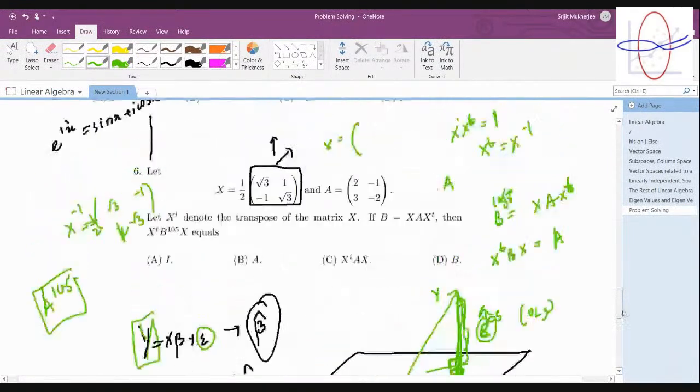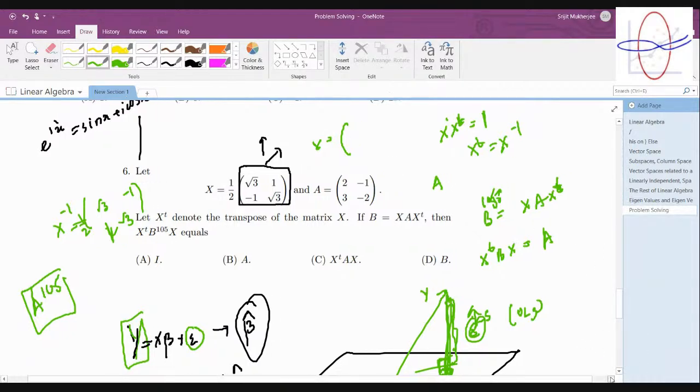But how do you compute A to the power 105? Essentially, you need to compute A to the power 105, and that will give the answer. But here you observe that none of the options require computing it, so there must be some value in this. Essentially you just compute A square first. Just compute A square and see what is really happening.